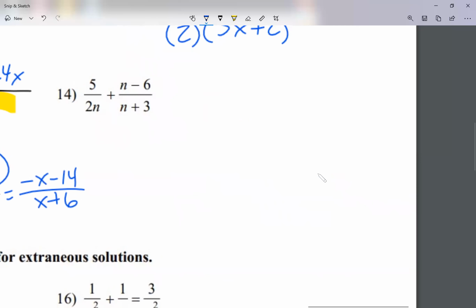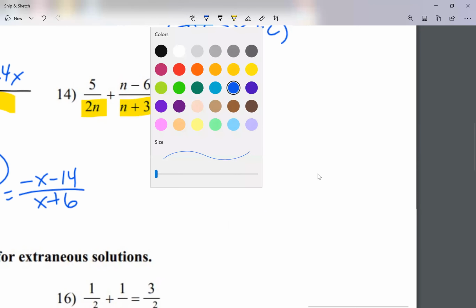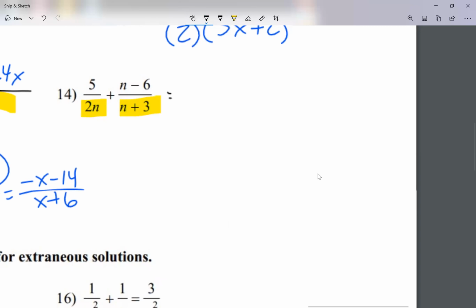All right, now let's take a look at number 14. My focus right now is at the denominators. Can I factor anything out of each? On the first fraction, nothing I can do. The second fraction, nothing I can do. So my common denominator will be a 2n and then n plus 3.